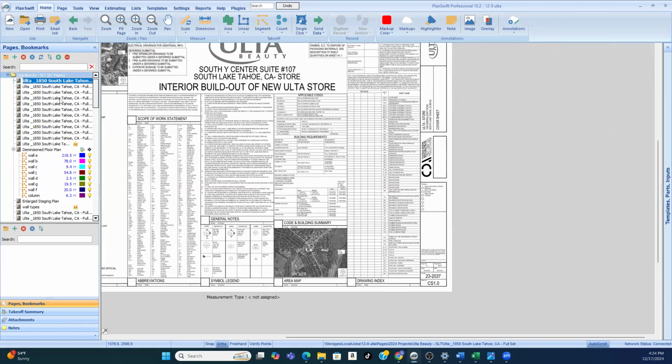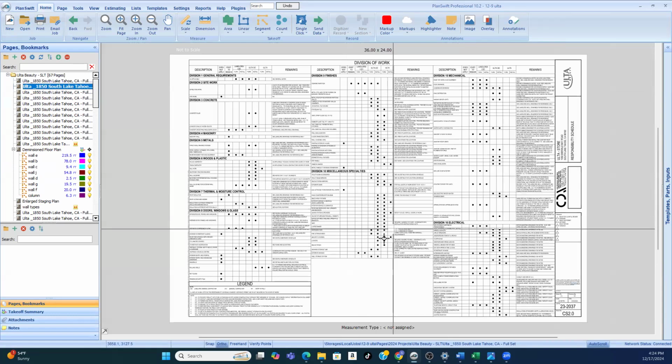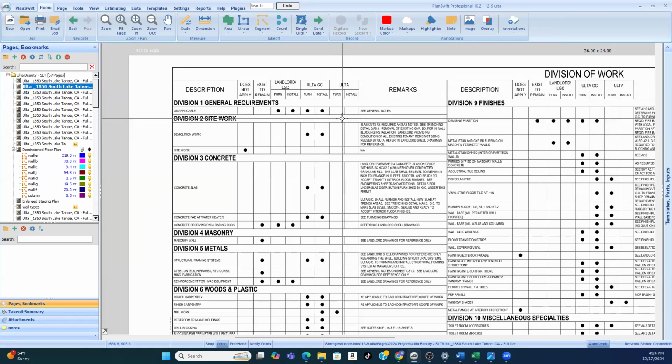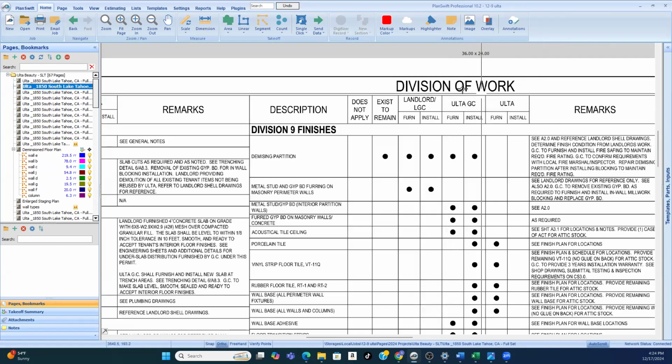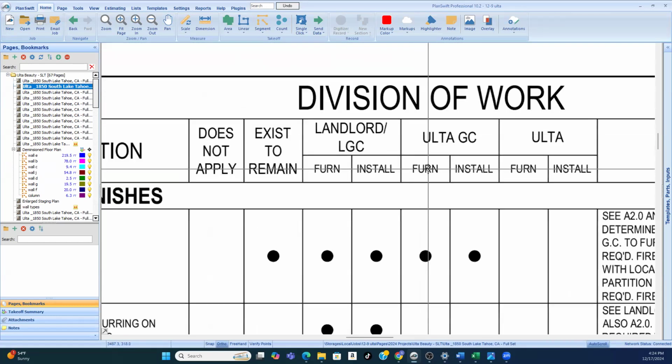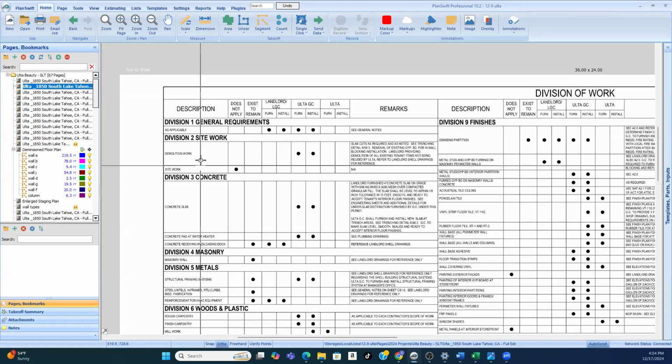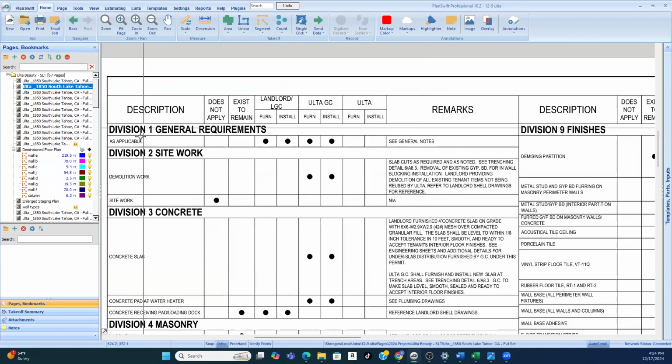All right, so let's look through the architectural set. Now, every set is going to have this thing. It's the division of work, but it's also called a responsibility schedule. And what it basically tells you is they'll break everything down for the full project. So you've got to make sure you know what the divisions are, because we're talking about specifications.